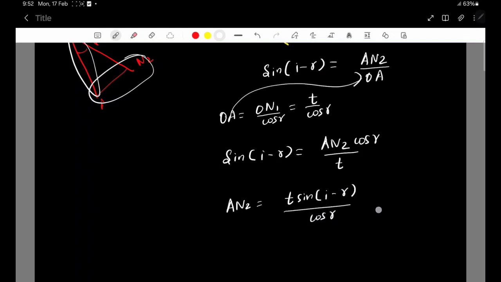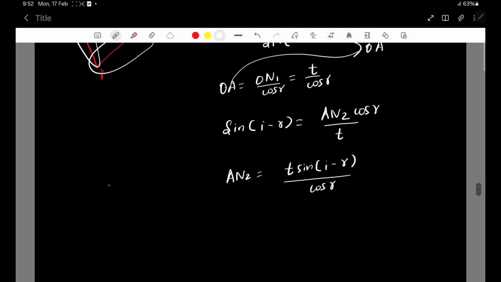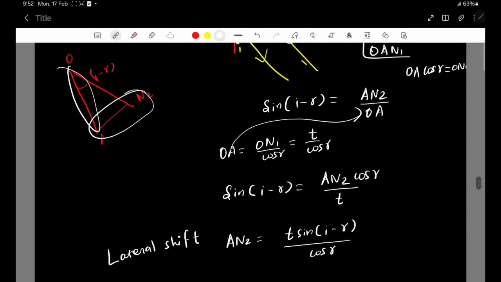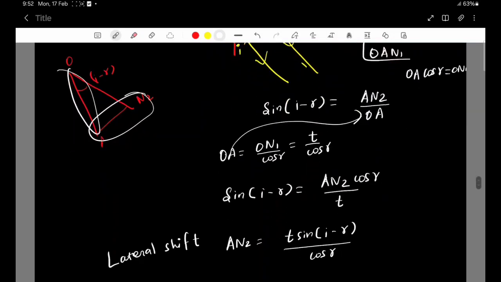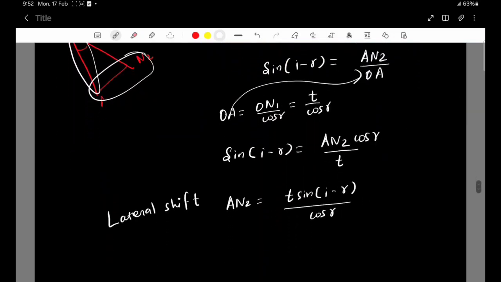So I got an expression like this. This is the formula we have for lateral shift. Whenever a light ray passes through a rectangular glass slab, there will be no change in the direction. It will go in the same direction only, but that light ray will be laterally shifted rightwards or leftwards by this much distance.